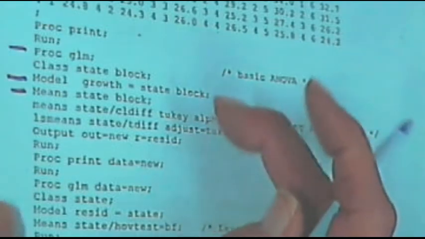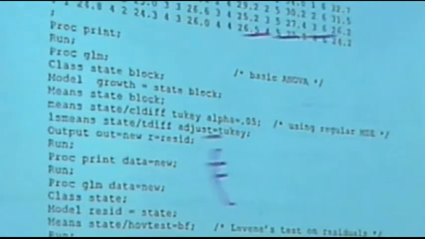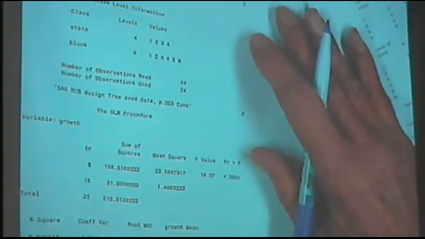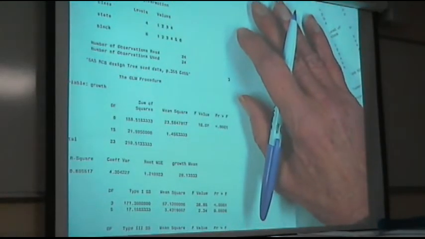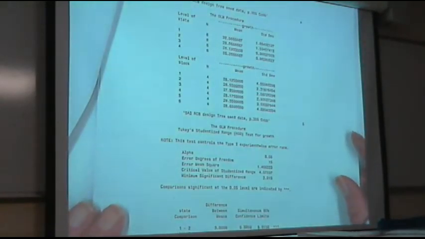and that's what we have there. So this is my main output right there. Let's take a look at what's produced by that code so far. So we get the ANOVA table. We have the type 1 and the type 3 sums of squares, which are identical. And we have a significant state and non-significant block. And we get some means and standard deviations coming out here. The 4 states, 6 blocks, there they are.